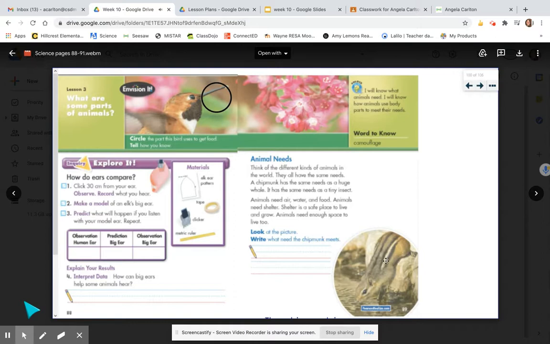Look at the picture. Write what the chipmunk needs. So looking at the picture of the chipmunk, what need is the chipmunk meeting? Write what need the chipmunk meets. Pause the video to write your answer. Okay, the chipmunk is getting water. Somewhere in your answer, you should have written that the chipmunk is getting water. Like it's drinking from water right here. And we know that animals need air, water, and food. Turn the page.